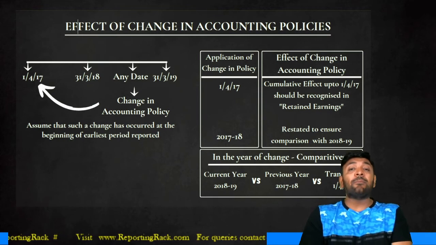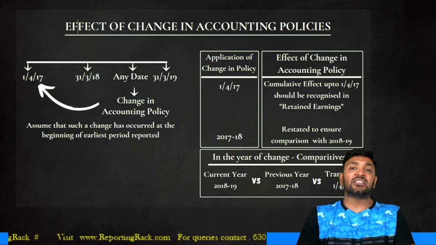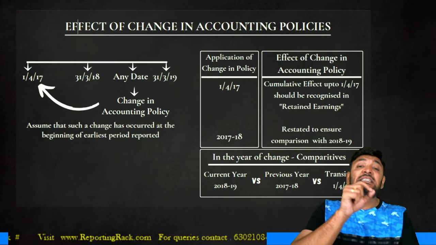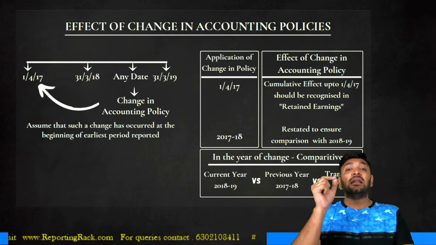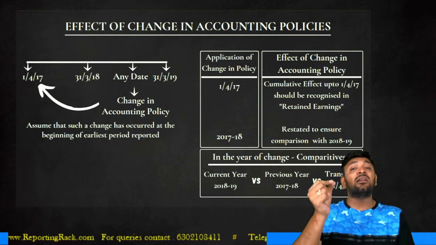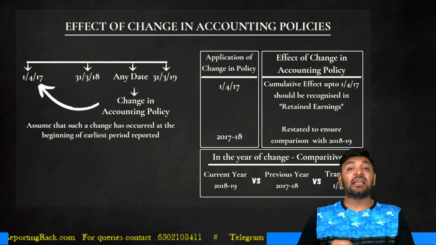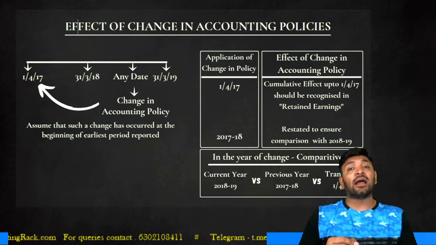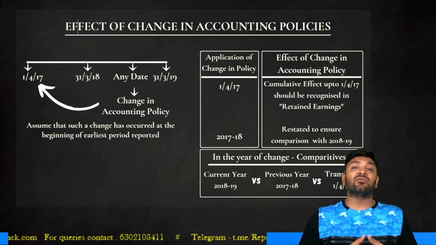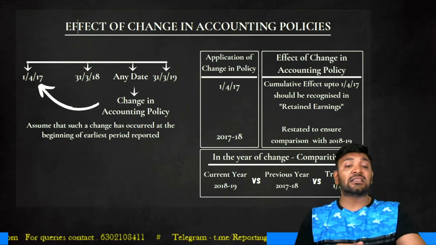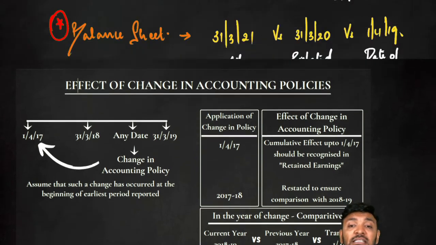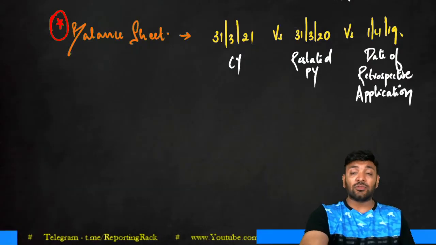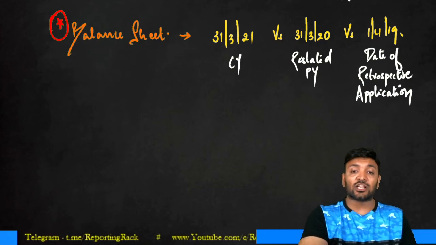This is the concept, a very important concept which deals with change in accounting policy and where we require to present three balance sheet dates instead of two balance sheet dates, and which requires a restatement of the previous year. Restatement of P&L in the last year, restatement of cash flow statement in the last year, restatement of changes in equity in the last year, and also requires the restatement of the balance sheet of the last year. And along with the last year's balance sheet, we'll also have to present the third balance sheet, which is the date of retrospective application of change in Ind AS. Clear?